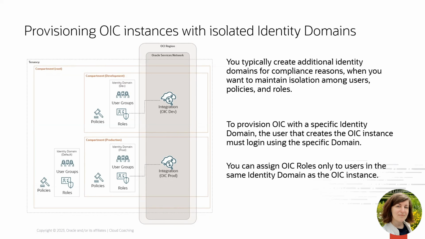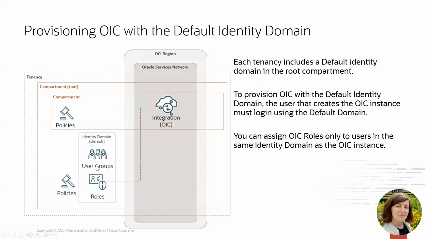If you are not in such a situation, then you can simply use the default identity domain with different groups and different compartments, and then use policies and roles to control access to your OIC instance.